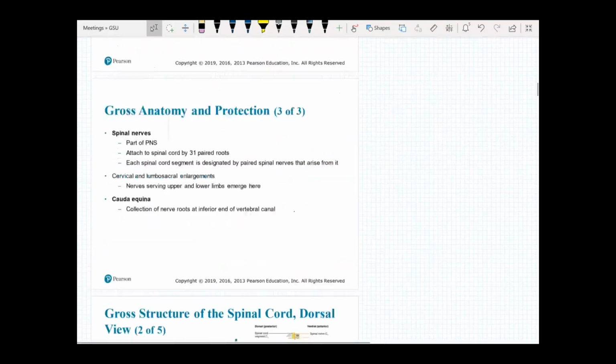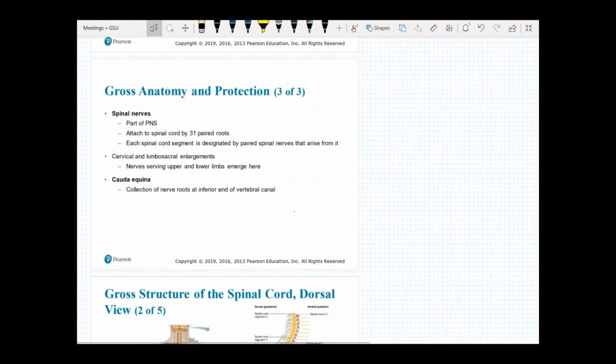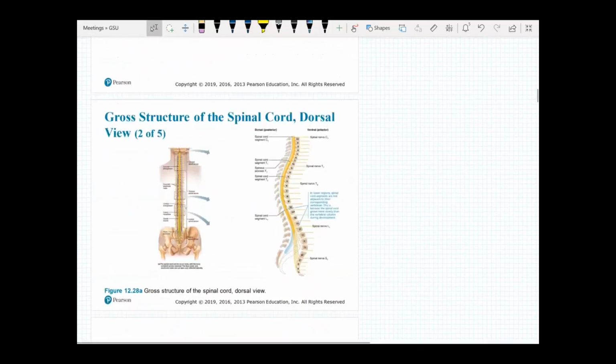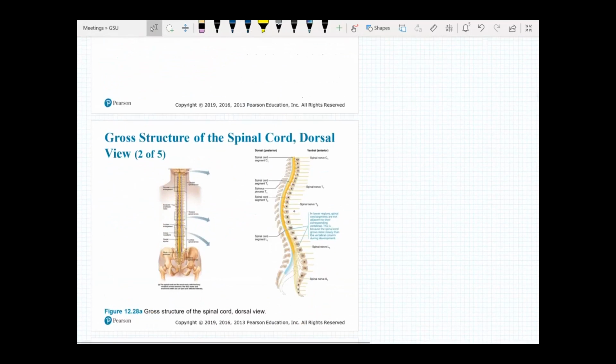These spinal nerves are going to be covered more in depth in Chapter 13, but they are part of the peripheral nervous system. There are 31 pairs, so there's a right and a left of each spinal nerve. And like we said, there is the cervical and the lumbar enlargement. And at the end of the spinal cord, you create this cauda equina of your spinal nerves. So coming all the way down your spinal column, here's your spinal cord.